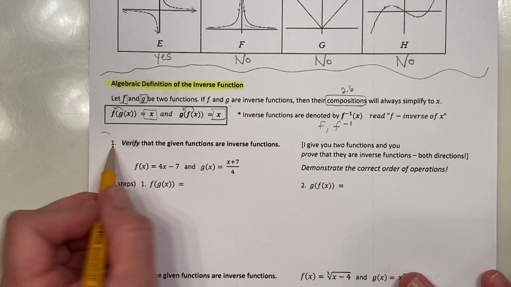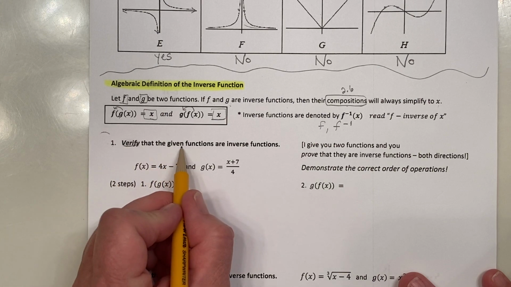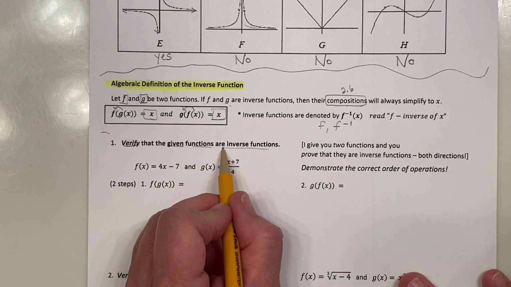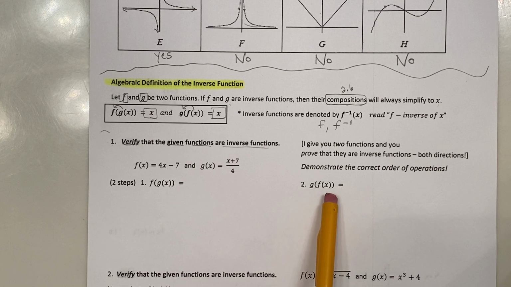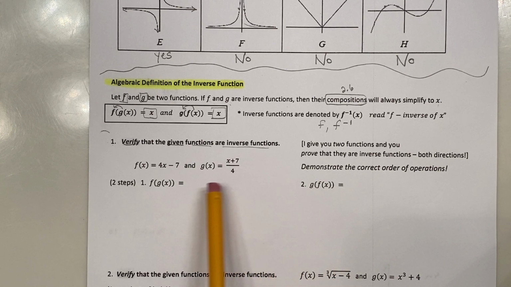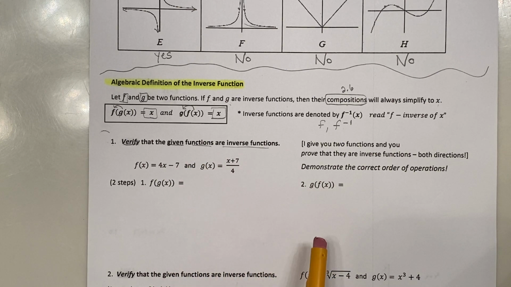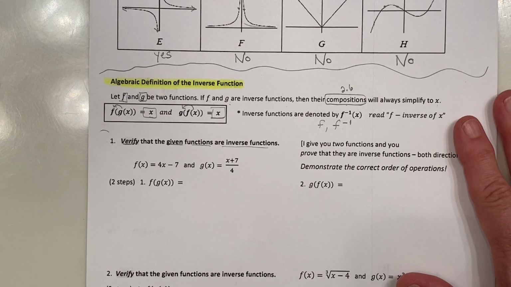All right, for number 1 and 2, it says verify that the given functions are inverse functions. So they're telling me that f and g, when graphed, would have symmetry across y equals x. So that means when I do the two compositions, f of g and g of f, that when I do all that math, I should get an answer of y equals x, or just x, the line of symmetry.